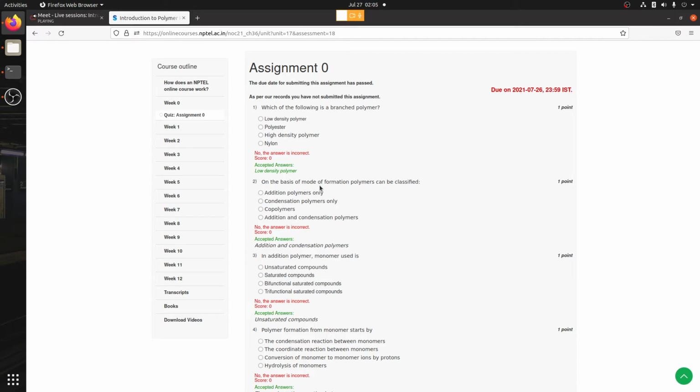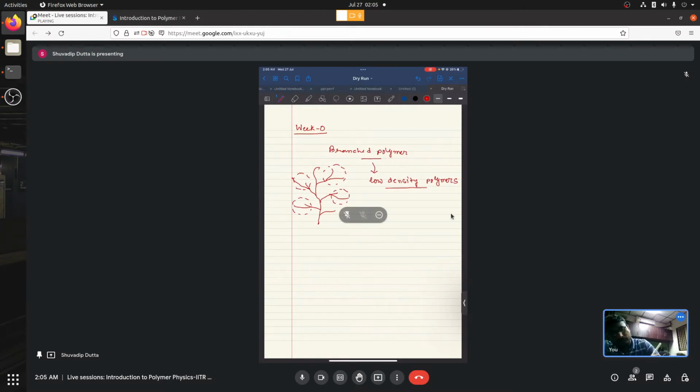On the basis of mode of formation, polymers can be classified as... So you already know there are two kinds of polymer possible. Construction of polymer, so we'll divide it in two parts. Like if we say construction of polymer, so one is addition polymers, another one is condensation, right?